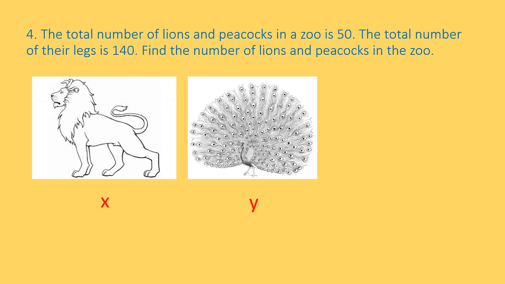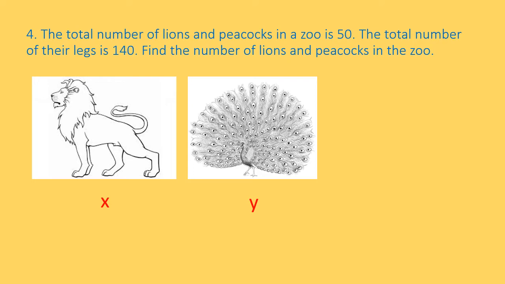the first condition, it says that the total number of lions and peacocks in a zoo is 50. So the total of both of them is 50. From this what equation will we get, children? X plus Y is equal to 50. That's pretty easy. Yes.